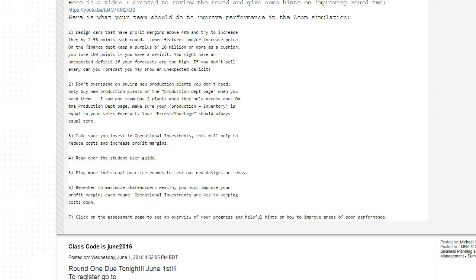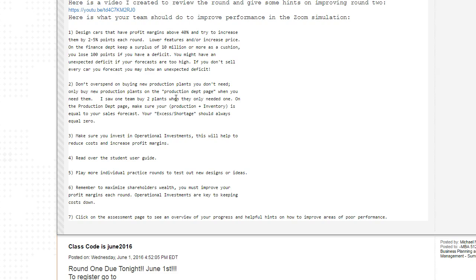Don't overspend on production plants. Some people feel the need to buy extra production plants they don't need. Think of that in real life. If you were to buy a production plant and not use it, then you have all this material and equipment, people sitting around all year long not making one car and paying all the fixed costs for that plant and the $10 million to make that plant. So why would you buy an extra plant?